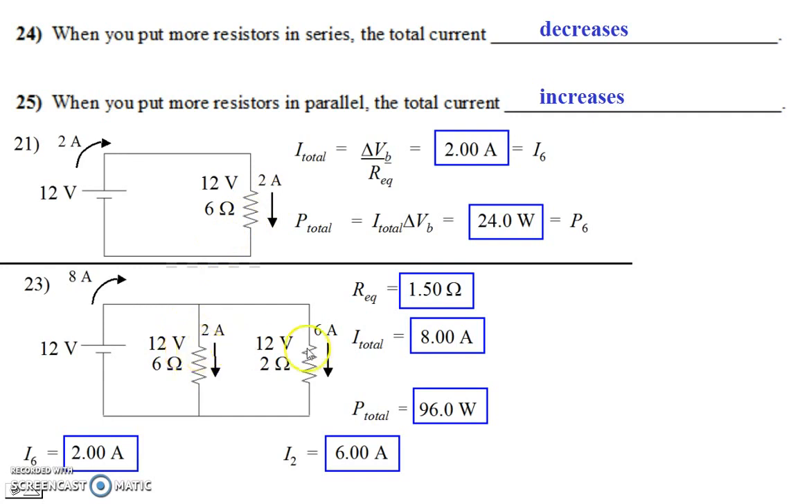Just the fact that we now put another resistor there means more charges can flow. Originally it was just 2 amps, now it's another branch, another 6 amps can flow for a total of 8 amps. This makes sense. Let's look at 26.